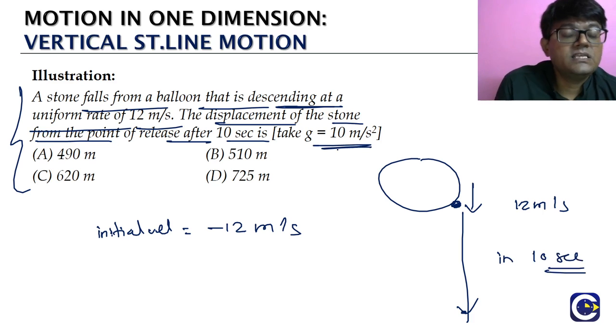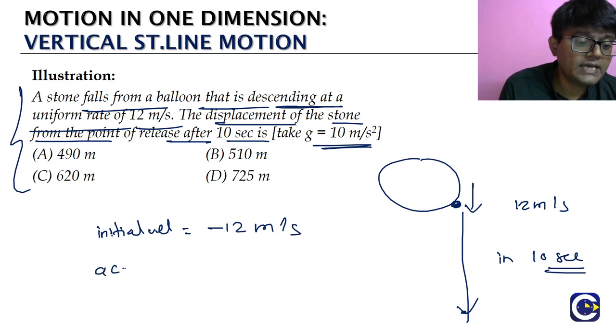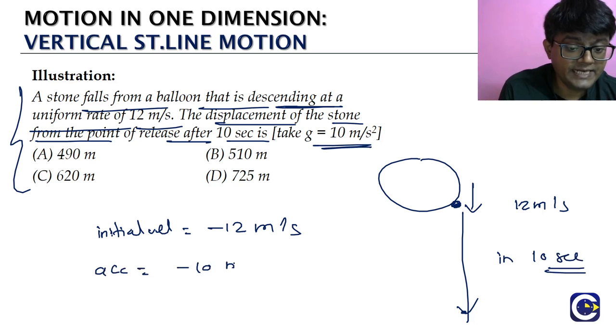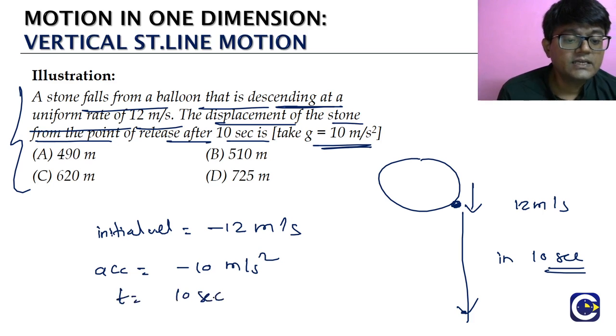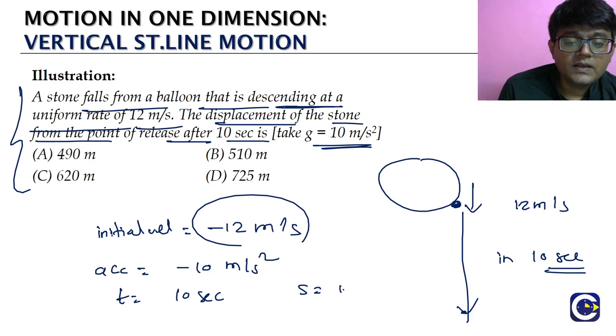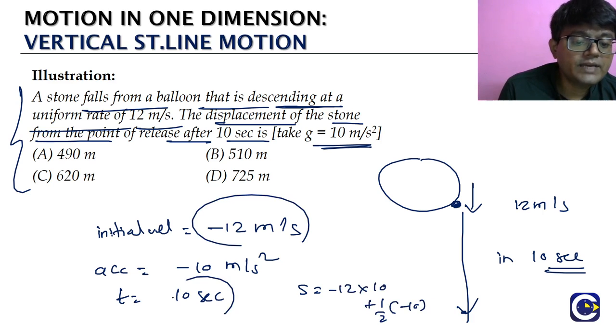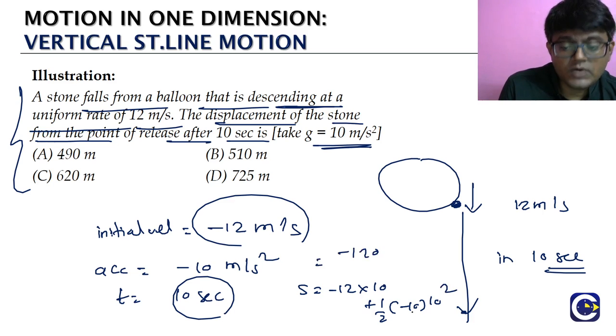They are saying take g is equal to 10 meter per second square. So acceleration we'll take as minus g, because always for us downwards means negative. Time they are giving for us is 10 seconds. In this time we have to find the displacement. Straight formula, right? S is equal to ut plus half at square. u is minus 12 into t plus half into a, which is minus 10, into t square, that is 10 square. So this is minus 120.